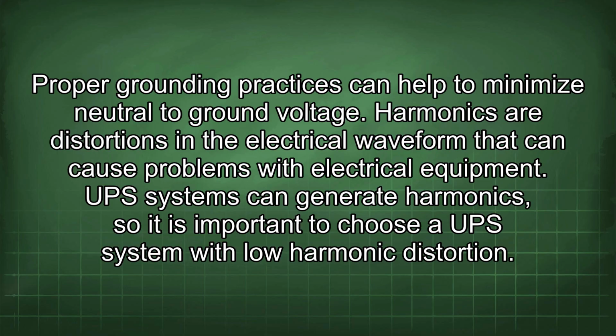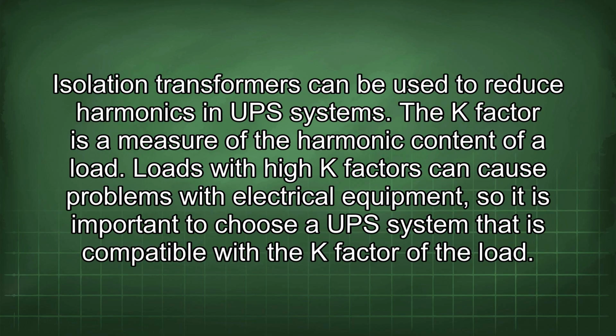Harmonics are distortions in the electrical waveform that can cause problems with electrical equipment. UPS systems can generate harmonics, so it is important to choose a UPS system with low harmonic distortion. Isolation transformers can be used to reduce harmonics in UPS systems. The K-factor is a measure of the harmonic content of a load. Loads with high K-factors can cause problems with electrical equipment, so it is important to choose a UPS system that is compatible with the K-factor of the load.